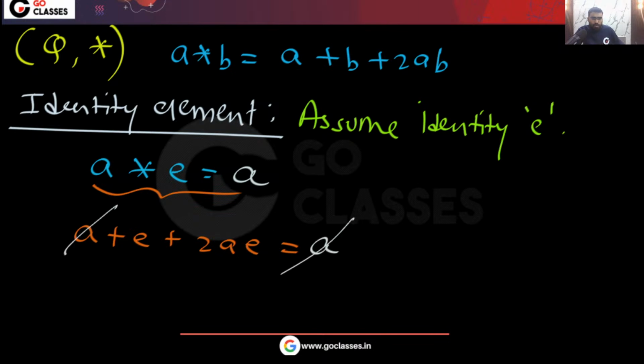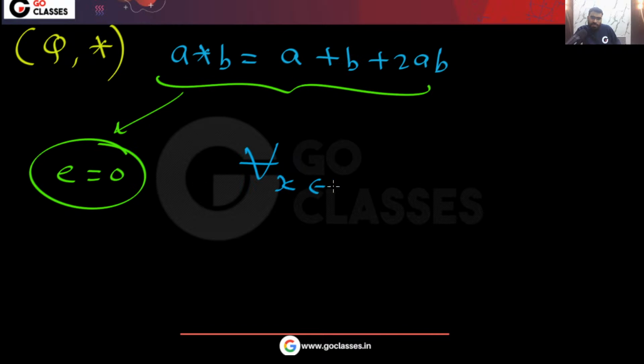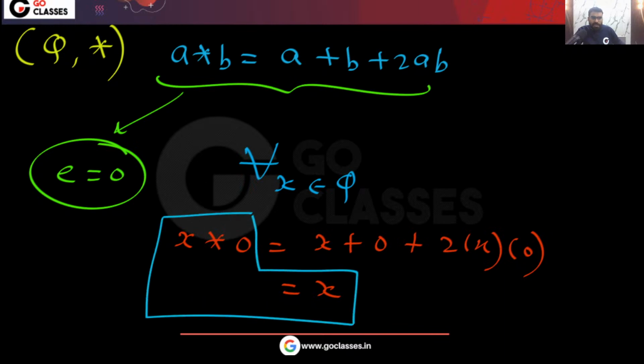Now you can cancel it. Is there any value which will satisfy? Yes, E equal to 0 will satisfy this equation. So yes, 0 is the identity element for this operation. You can easily see that for any element x in the rational numbers, x star 0 is x plus 0 plus 2 into x into 0, and that is the same as x. That is the property of identity element. So 0 is the identity element here.